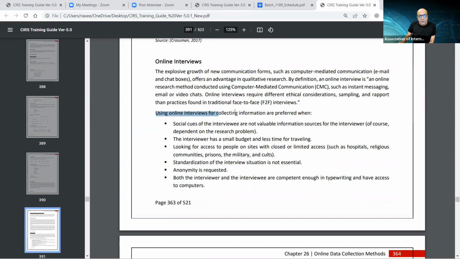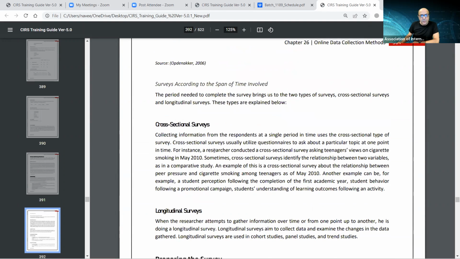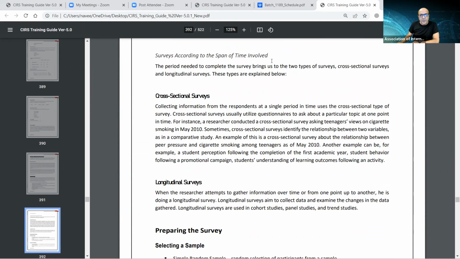So when would you prefer interviews online rather than physically having people just join in a conference situation? Obviously, one of the things is it's hard to get all the people in one place, and then you've got budget situations, you've got anonymity, which is sometimes requested, so that could be another thing you have to be mindful of. Surveys according to the span of time involved.